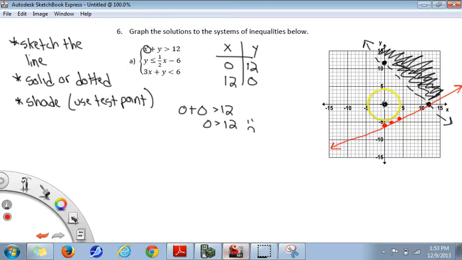And then it looks like it's okay to use the same test point. The only time you can't use 0, 0 is if the line goes through it. If I plug 0, 0 into that inequality, it would read 0 is less than or equal to 0 minus 6. 0 less than or equal to -6. And that's not true. 0 is not less than -6. So we would not shade that side. We would shade the other side of that line.